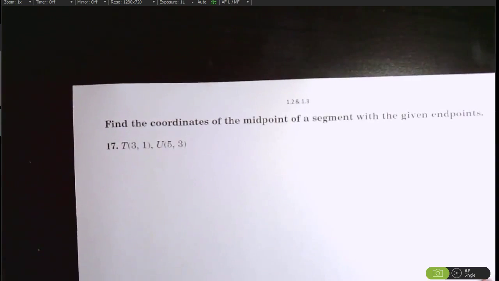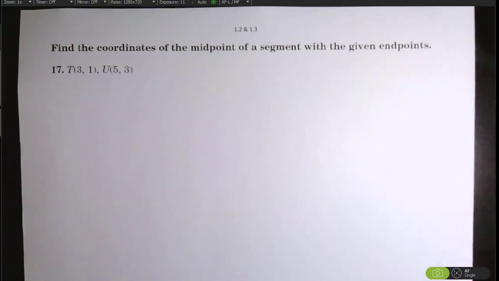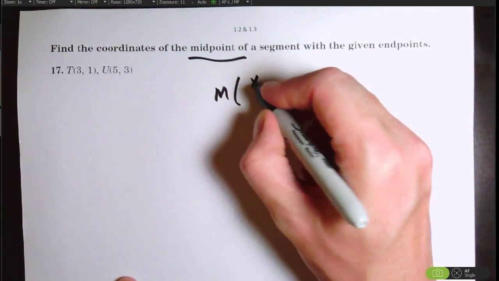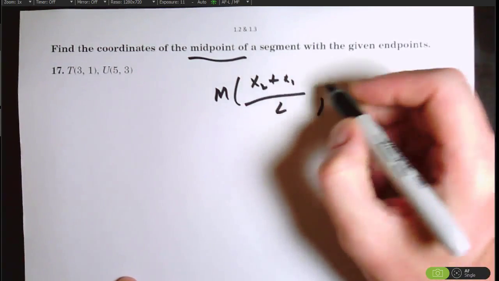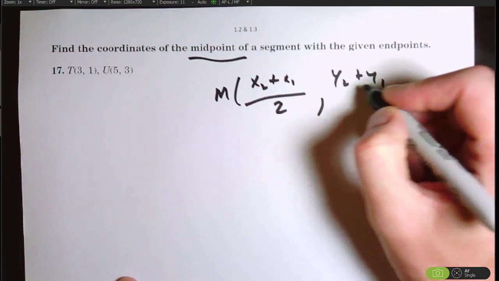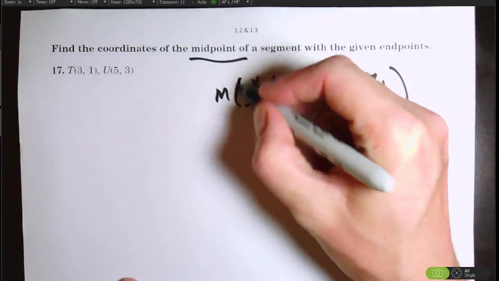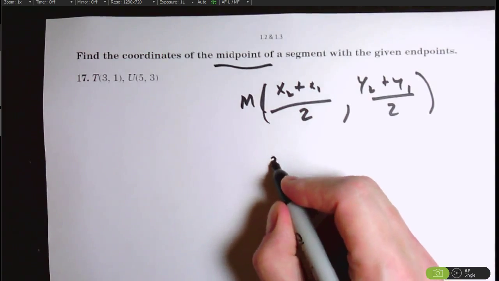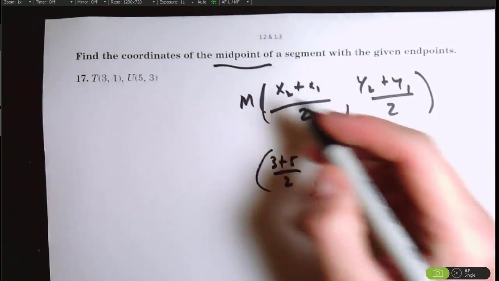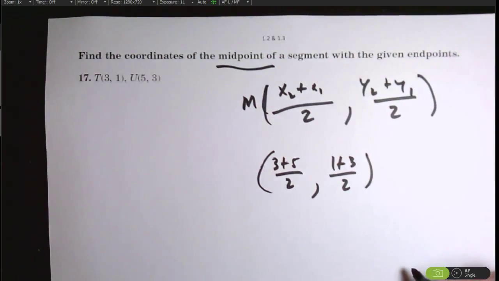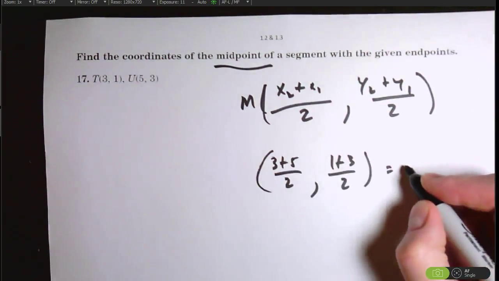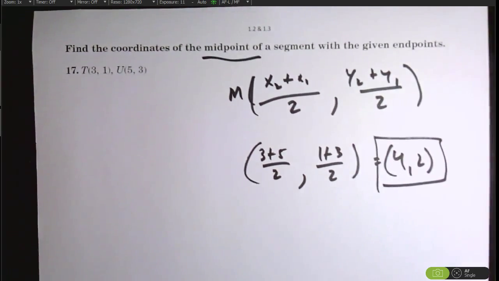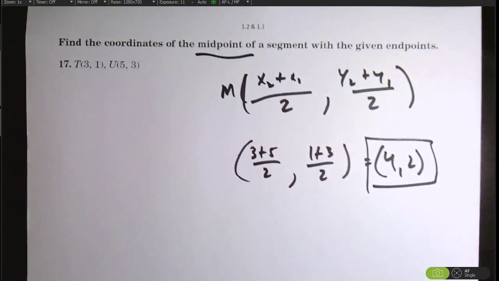17, midpoint. Again, midpoint is going to be a big formula this year in geometry. We'll use it quite a bit. So how do you find the midpoint? Well, the formula for that is the average of the x's and the average of the y's. X plus x, y plus y. So 3 plus 5 over 2, 1 plus 3 over 2. This would be 8 over 2, which is 4, and 4 over 2, which is 2. So there we go, that's the midpoint. Oh, sorry, that got blurry there. The midpoint for this segment is at 4, 2.